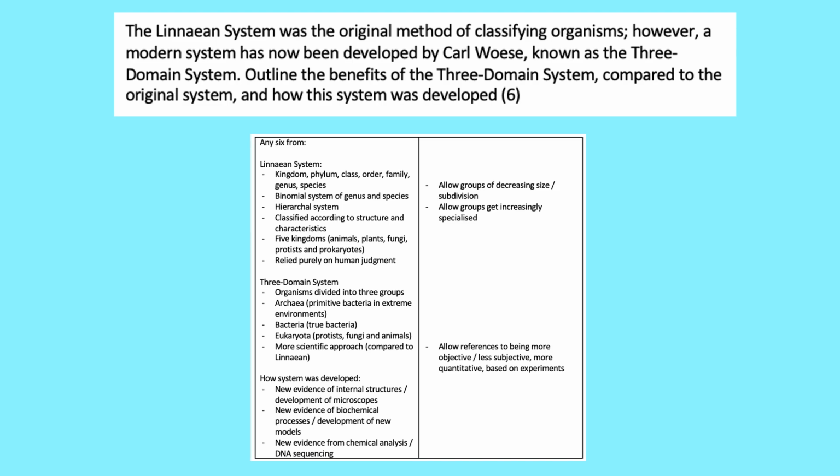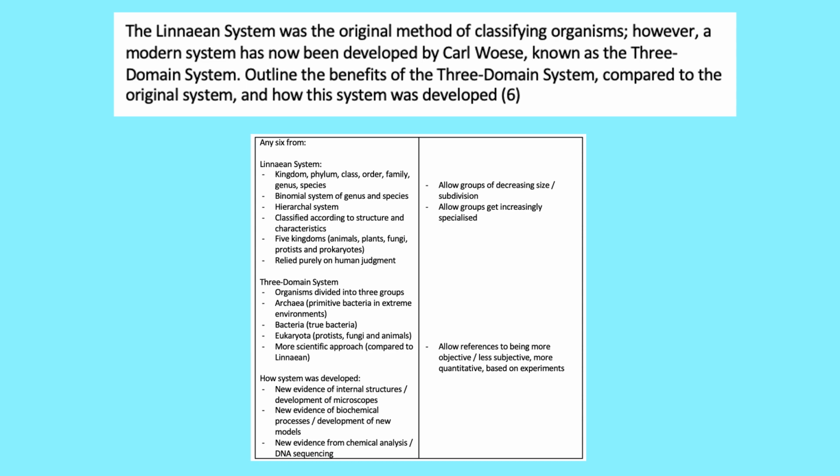The three-domain system allowed organisms to be divided into 3 groups. The archaea, which is primitive bacteria in extreme environments. The bacteria, which are true bacteria, so the more complex sort of bacteria that we see today. And then we have eukaryota, so protists, fungi, and animals. So any organism which is made up of eukaryotic cells rather than prokaryotic.